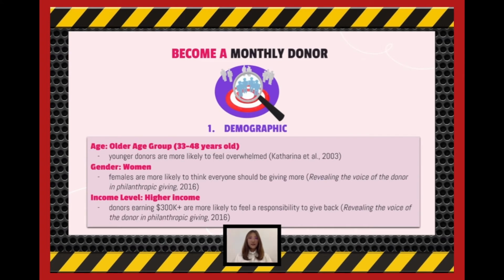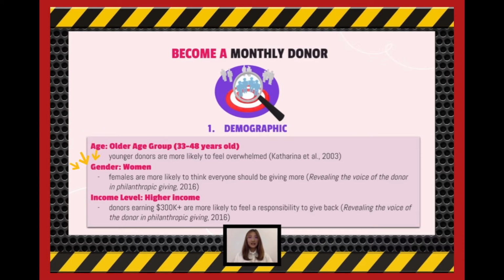For demographic segmentation, the targeted age group is older age groups between the ages of 33 to 48, although younger donors such as millennials and Gen Zs are more likely to support children and youth development organizations. However, according to Katarina 2003, the older age groups are more likely to become monthly donors because younger donors are more likely to feel overwhelmed, and this is linked to lower giving.